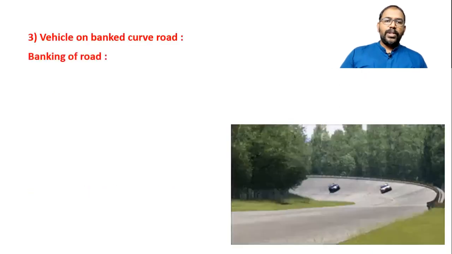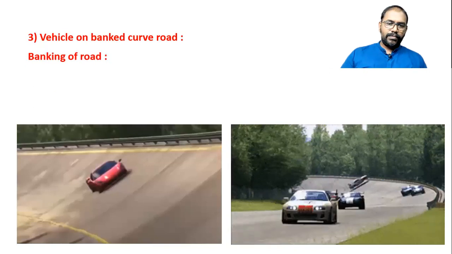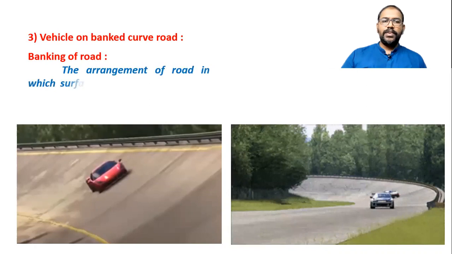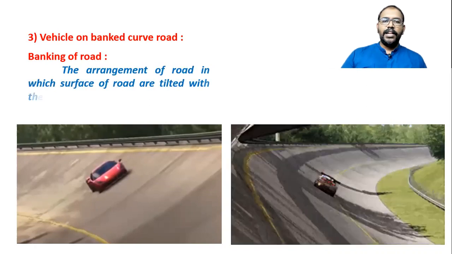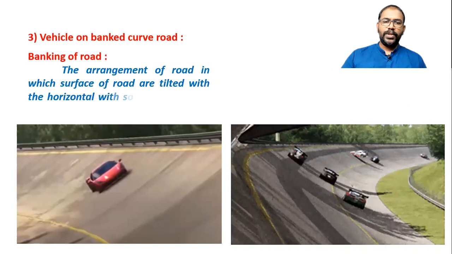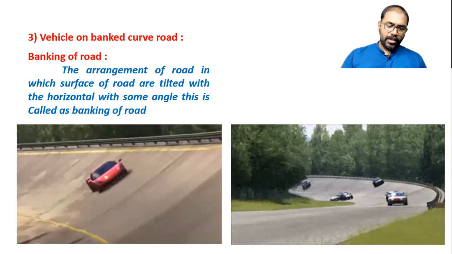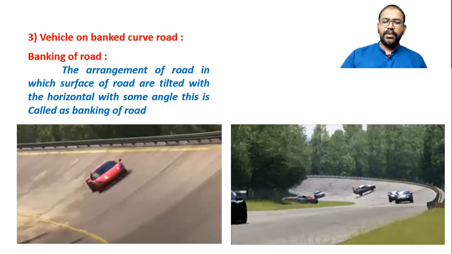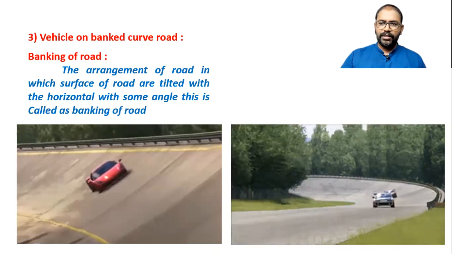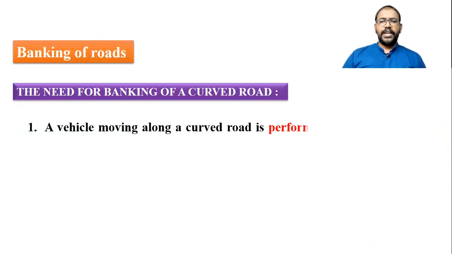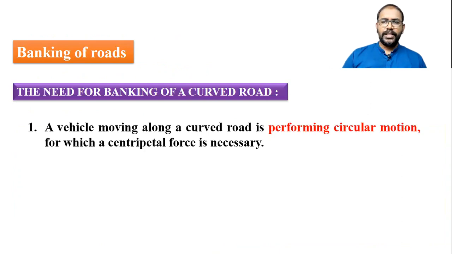So here, when the vehicle is on the banked curve road, banking of road means what? The arrangement of road in which the surface of the road is tilted with the horizontal at some angle. This is called banking of road. You can see here, this is a vehicle. Now we have to discuss what forces act on this vehicle when it is moving on the banked curve road. But before that, we can discuss why this banking of road is necessary.